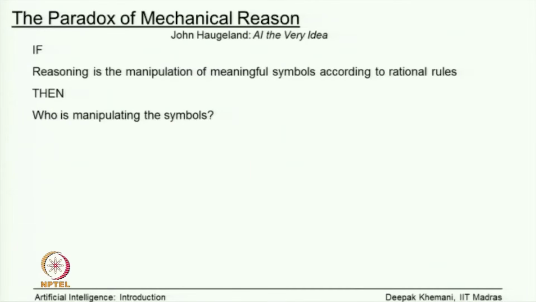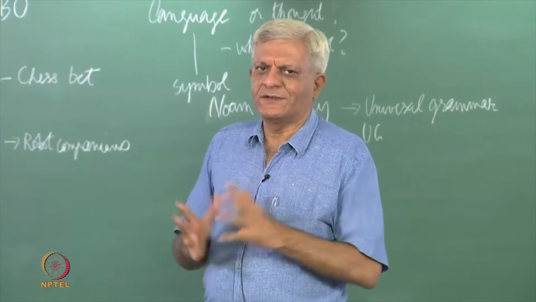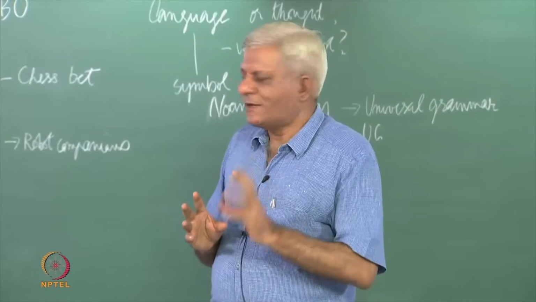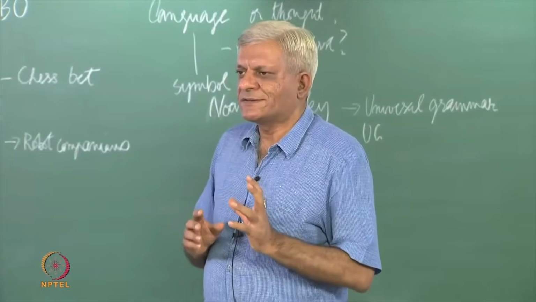So, this brings us to what we can call the paradox of mechanical reason. This term is by John Haugeland in his book, and the paradox is that if reasoning is a manipulation of meaningful symbols according to rational rules. Remember that we are talking about manipulating symbols, like Leibniz says there are well defined ways of manipulating these ideas, it is not like you are doing it randomly. So, according to well defined rules, if reasoning is a manipulation of symbols according to these rational rules, who is manipulating the symbols?